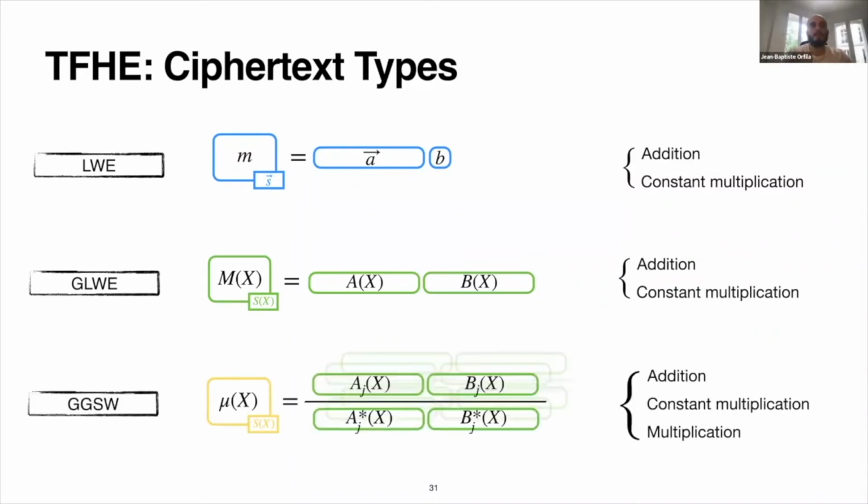And there is also another type, the GSW, which is basically a collection of GLWE. So we don't need a lot of details about it. The only thing is that we are going to use it in the next slides. So just remember that the green one is the GLWE, so polynomials, and the yellow one is the GGSW, so a collection of the previous one.